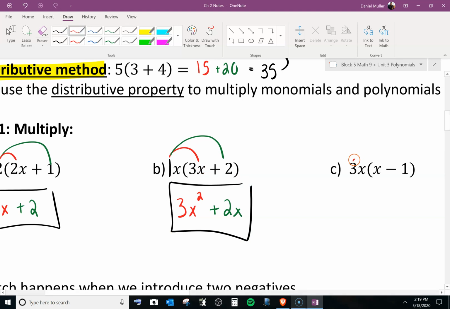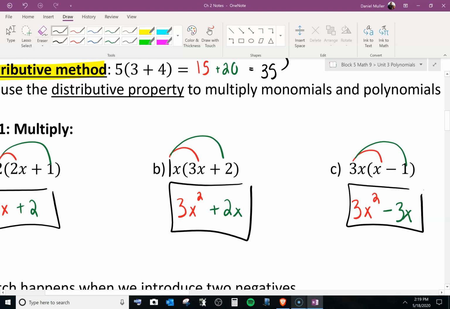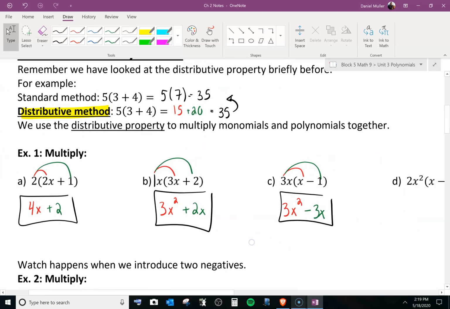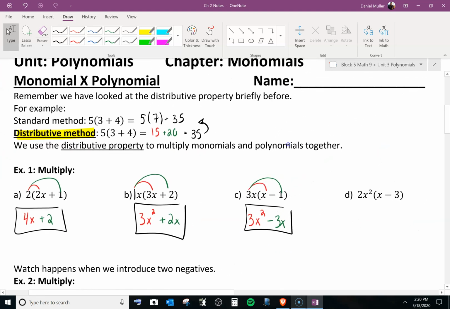Let's try another one. 3x times x. So there's a 3, there's a 1 in front here, so 3 times 1 is just 3. There's just a 3 there. And then there's an x times an x, which is an x squared. So 3x times x is a 3x squared. And then here, 3 times negative 1 is going to be a negative 3, and there's an x left over. So that's all there is to it. And it's going to take a bunch of practice.